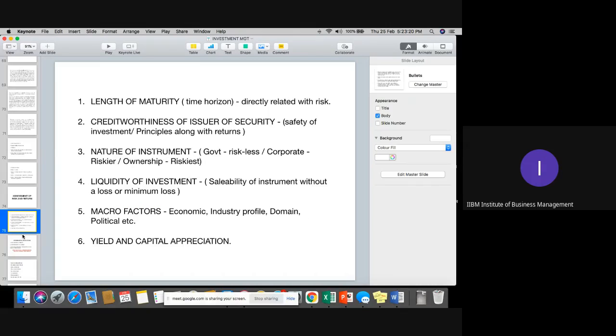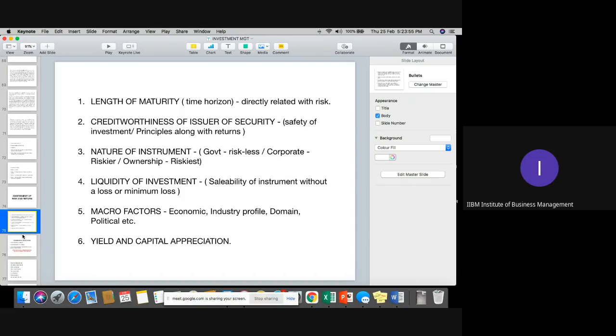The first one is length of maturity, means time horizon for which you are actually investing your money into the market. The credit worthiness of issued security, means up to what extent your principal amount is safe. Nature of instrument, whether it is government, corporate, or more of ownership based security. This is called equity based security. Liquidity, means when you want to encash, how easily it could be converted into the form of cash.